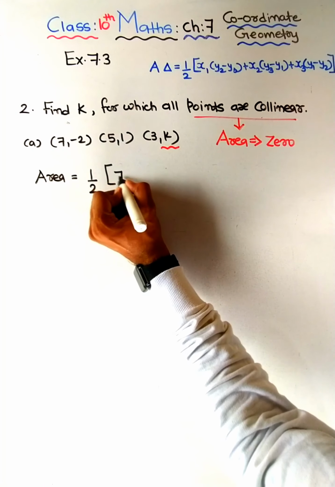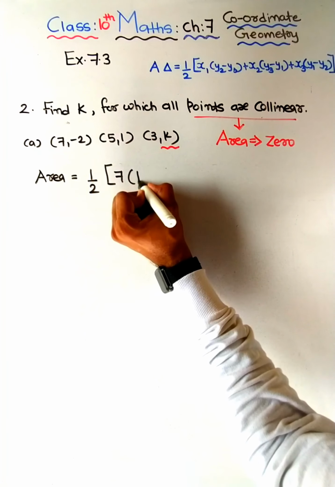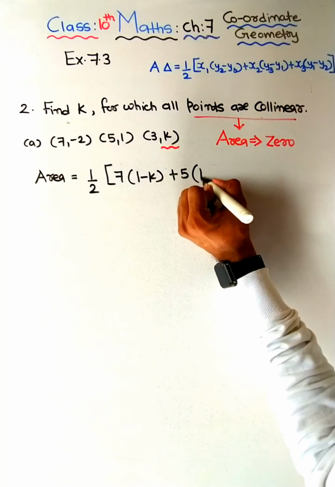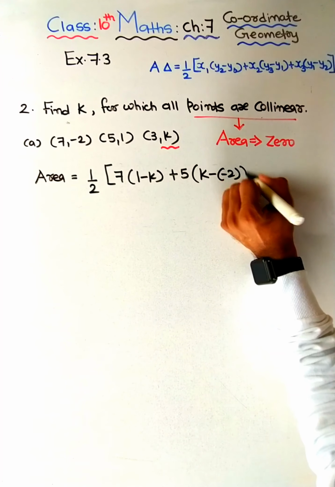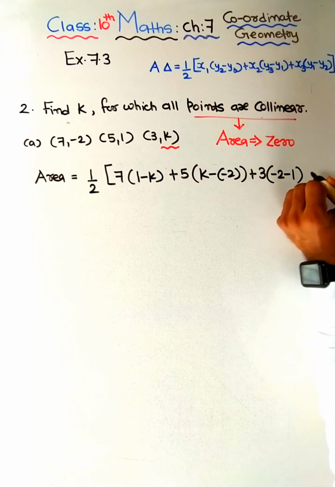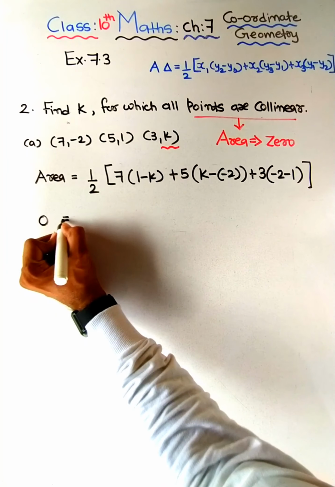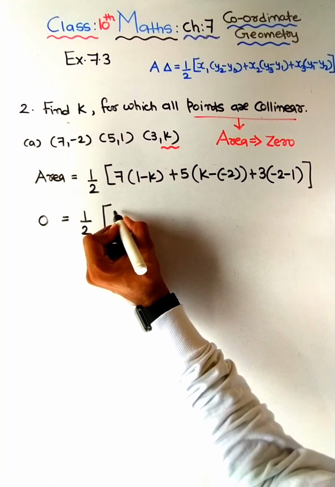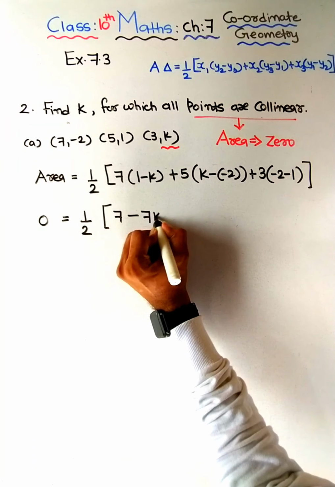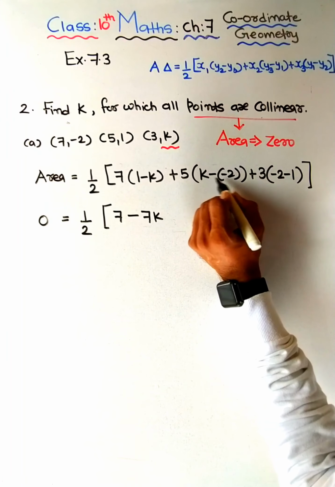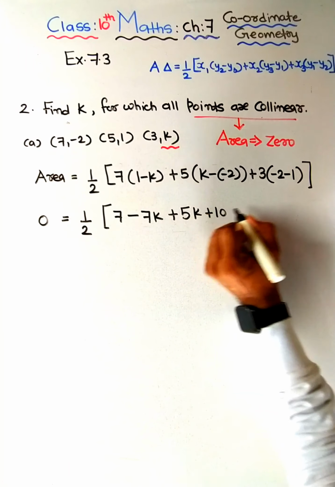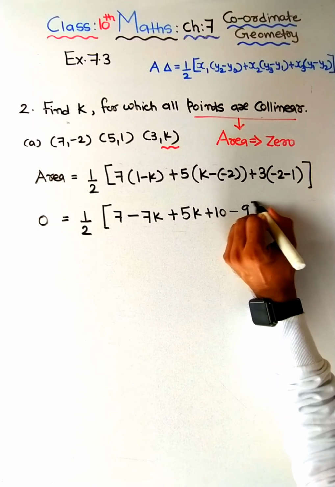You see x1 is 7, then y2 minus y3, that is 1 minus k, then x2 is 5, then here we have y3 minus y1, that is k minus 2, plus we have 3 into minus 2 minus 1, y1 minus y2. Instead of area I am writing 0, 1 by 2. In the bracket we have 7 into 1 minus k, that means 7 ones are 7 minus 7k. Here we have k minus 2 becomes k plus 2, and 5 into k is 5k, and plus 2 into 5 is 10. Here it is minus 3 into 3, that is minus 9.